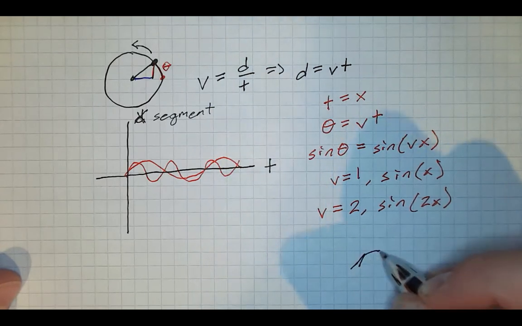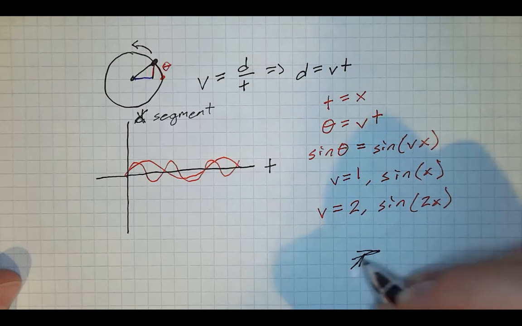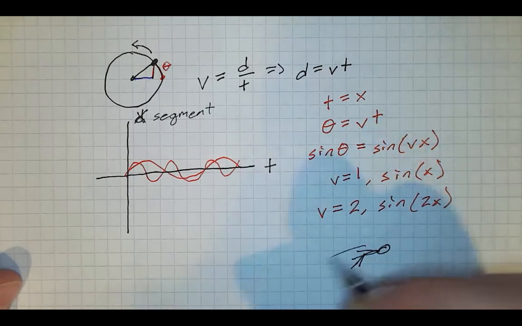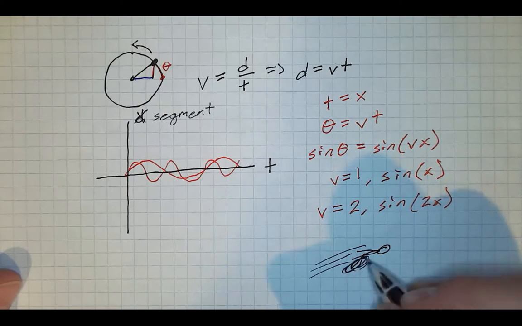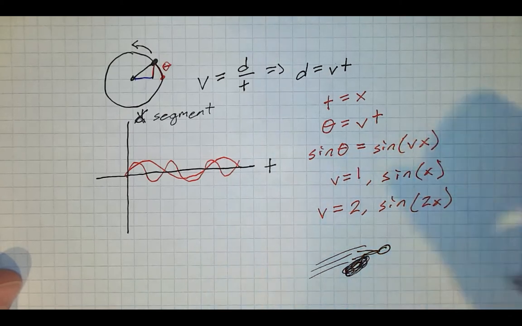So every time that you multiply x inside of a sine or cosine, then you're just making the circle turn faster. And that is our scrunching and stretching transformation.